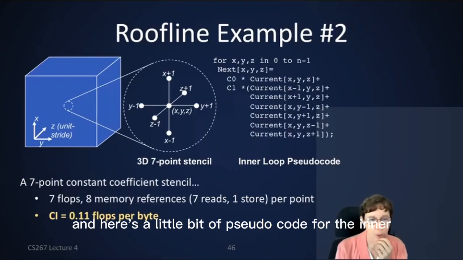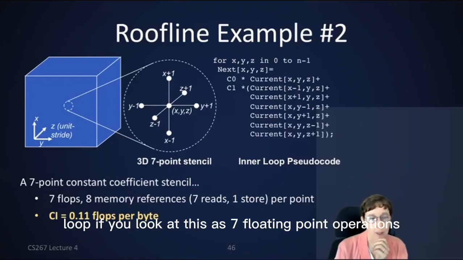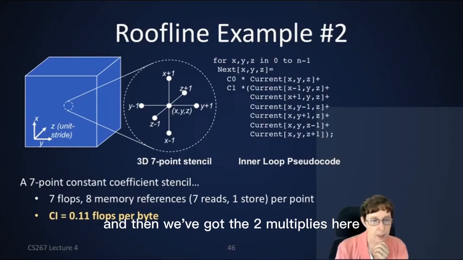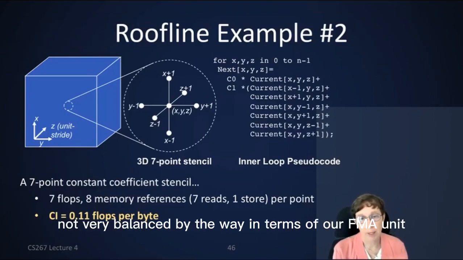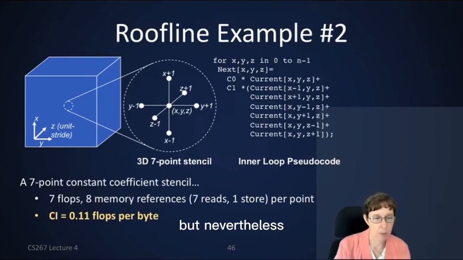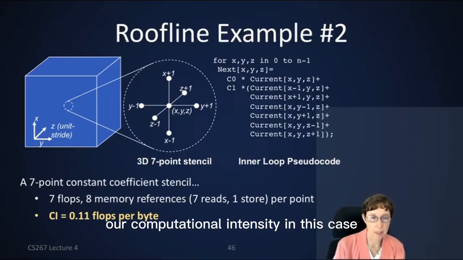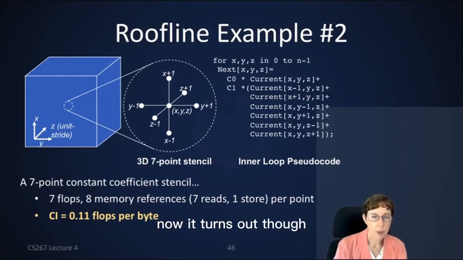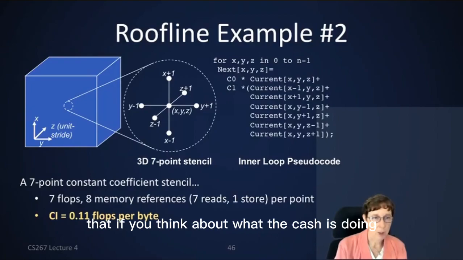And here's a little bit of pseudocode for the inner loop. If you look at this as 7 floating point operations, we're just adding all of these values together. And then we've got the 2 multiplies here, not very balanced, by the way, in terms of our FMA unit, but nevertheless, the problem is our computational intensity, which in this case is only 0.11 flops per byte.